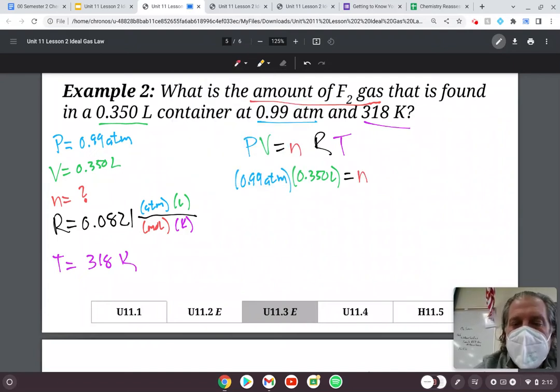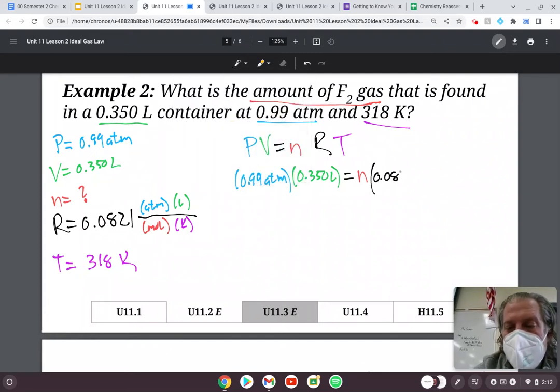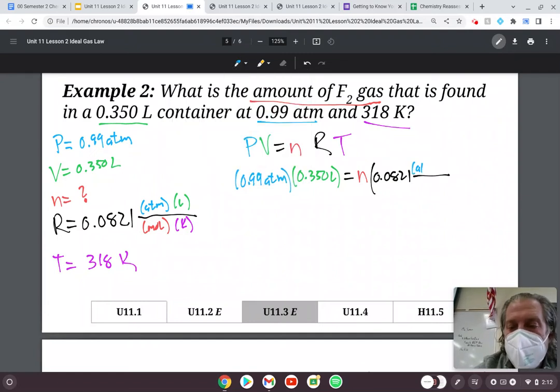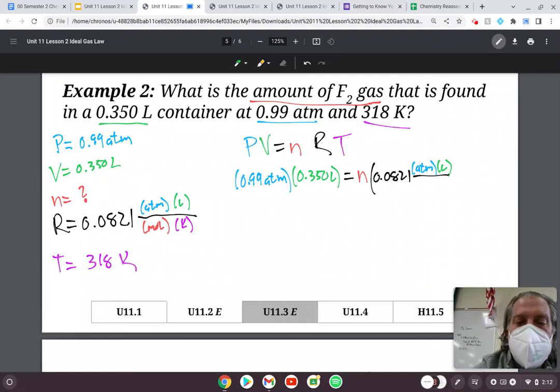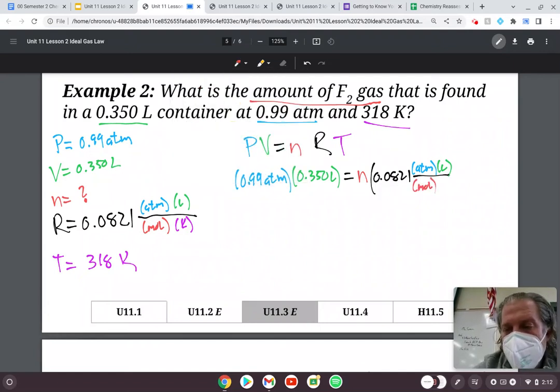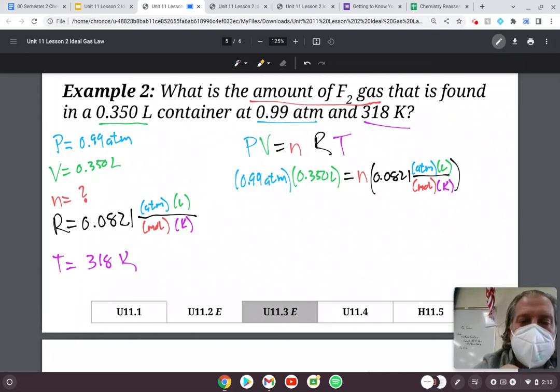its variable. R is the ideal gas law constant, which is 0.0821, and that's going to be ATM liter per mole per Kelvin. And we know the temperature here is going to be 318 Kelvin.